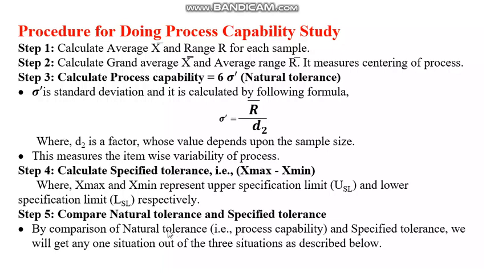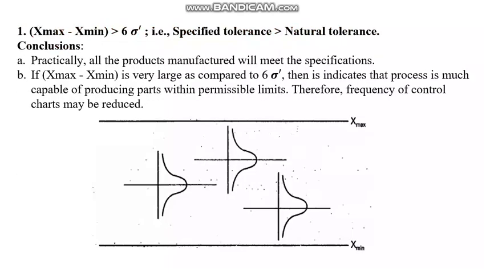This is actually what we are getting from the control charts, by actual measurements of a set of materials, machines and men. That is why it is called natural tolerance. We are comparing it with the specified tolerance, which is specified by the design department. Then we will get any one of the 3 situations described below.